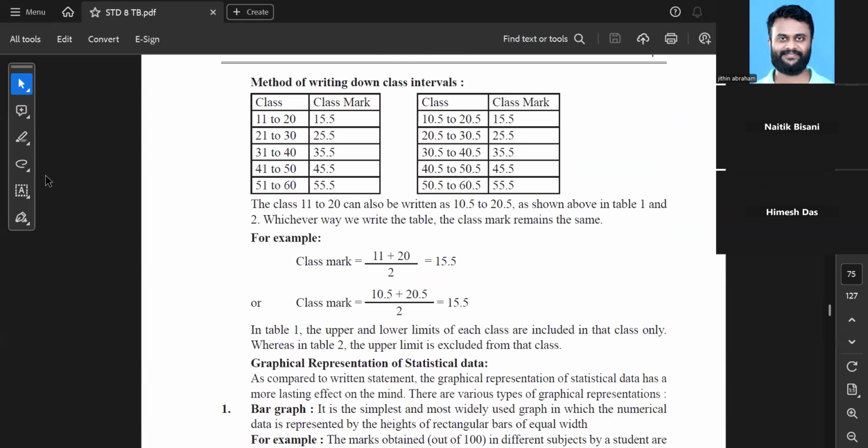Now, let's understand the method of writing down the class intervals. Now, class is what? It's basically the range. Now, in this case, the class from 11 to 20 will have a class mark.